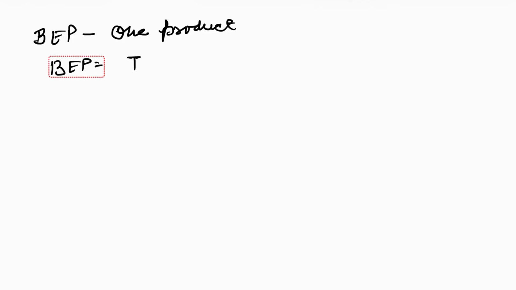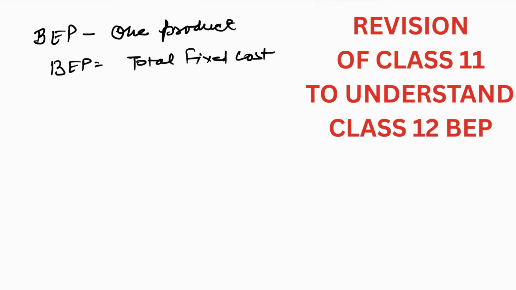In class 11 also you have done break-even point. In class 11, the break-even point you discussed was in case of one product, where the seller was selling only one product, and there you said break-even point is equal to total fixed cost, which is given to you in the question, divided by gross margin.